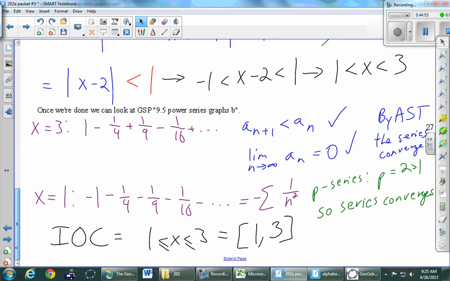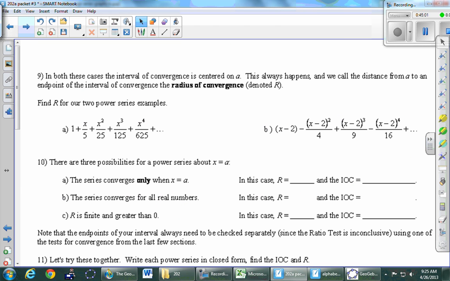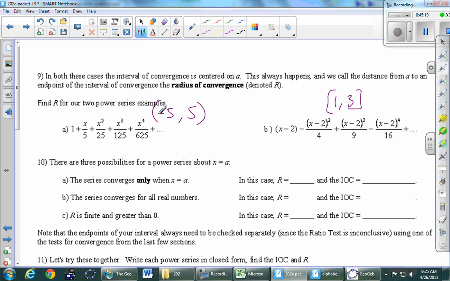What number is sitting right in the middle of 1 and 3? It's 2. So it's called the center of the series. It's always the center of the interval. And the distance between the center and the end is called the radius. So for the first series, it was minus 5 to 5, and for the second one, the interval of convergence was 1 to 3. The radius in the first one, how far is it from the center of that interval to the end? It's 5.